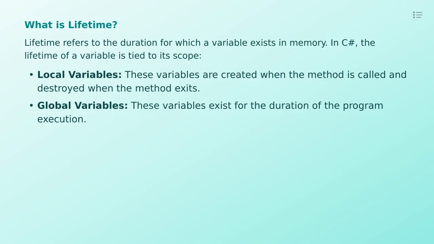What's lifetime? Let's dig in. Lifetime refers to the duration for which a variable exists in memory. In C#, the lifetime of a variable is tied to its scope. First, local variables. These variables are created when the method is called and destroyed when the method exits. Finally, global variables. These variables exist for the duration of the program execution.